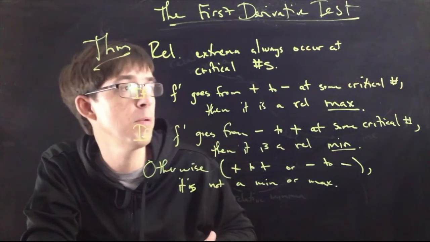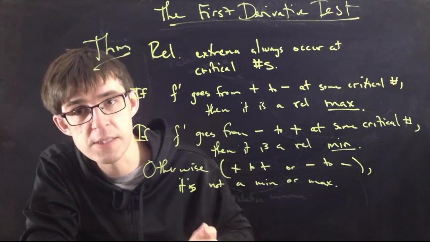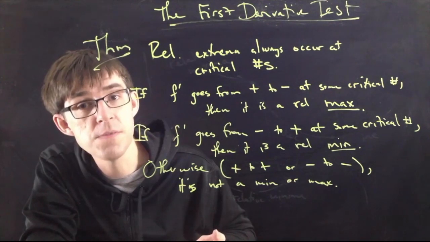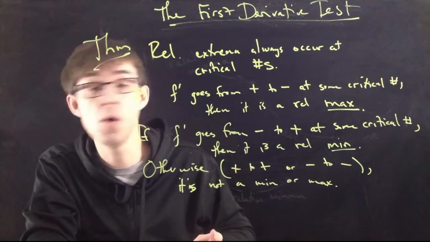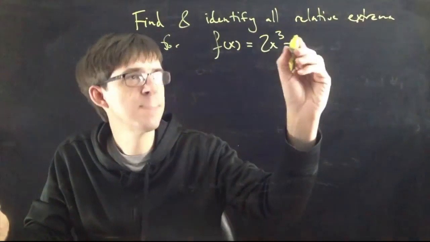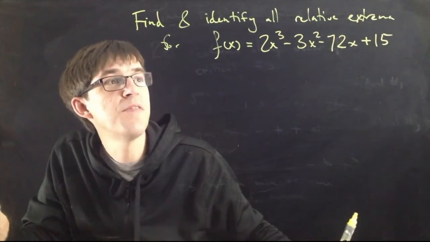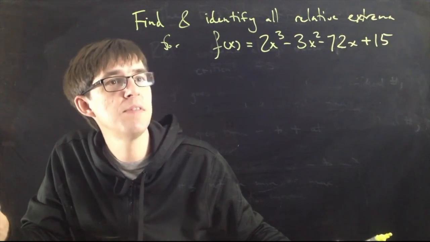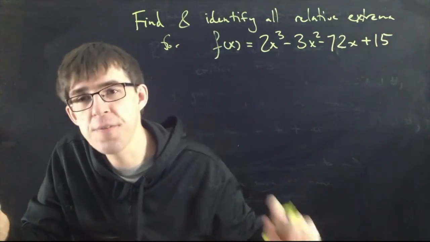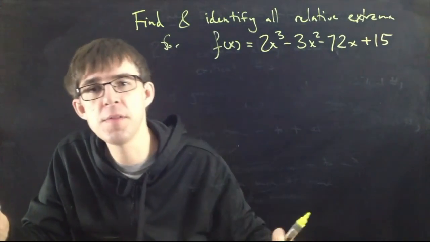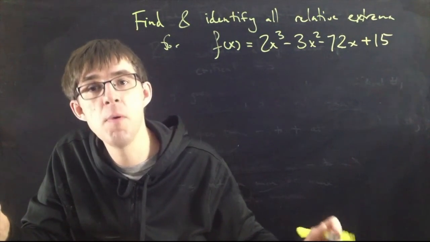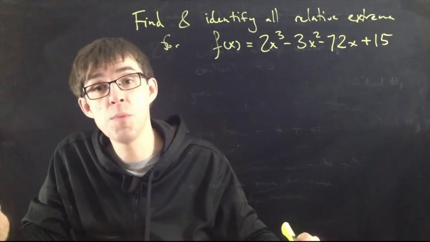A typical homework problem would give you a function and say, use the first derivative test to find all the relative minimum or maximum points. So let's do one. Let's find and identify all relative extrema for this function here. Find means tell me what the x values are, and identify means for each of those, tell me if it's a maximum or a minimum. This is what we've got to do.